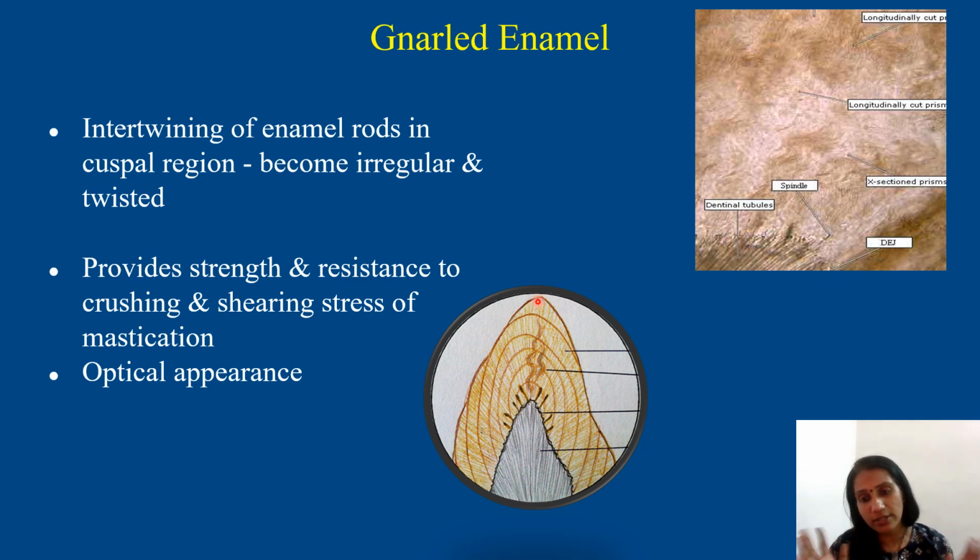Now, though it is because of the lack of space, it has a function to be served, because when you have a rope which is intertwined together, that rope is going to be much stronger. Similarly, when you have enamel rods which are twined with each other, twisted around each other, that will add more strength to the cuspal region. So one of the functions of gnarled enamel is that it will provide strength and resist fracture. Again, this is an optical phenomenon.